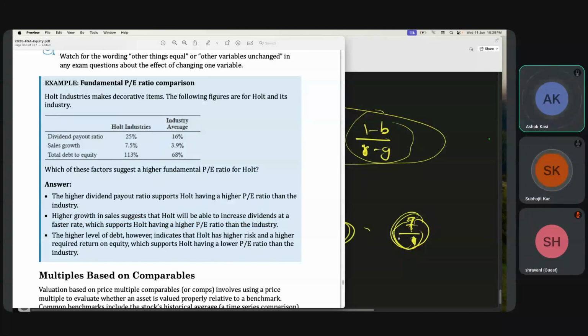Then the third one, the higher level of debt, however, indicates that Holt has a higher risk and a higher required rate of return on equity, which supports Holt having a lower PE. So this will pull the price down. This is negative. For this reason, people would not be interested in paying highly. So the first 2 points are the reason why there is a high PE ratio for Holt.